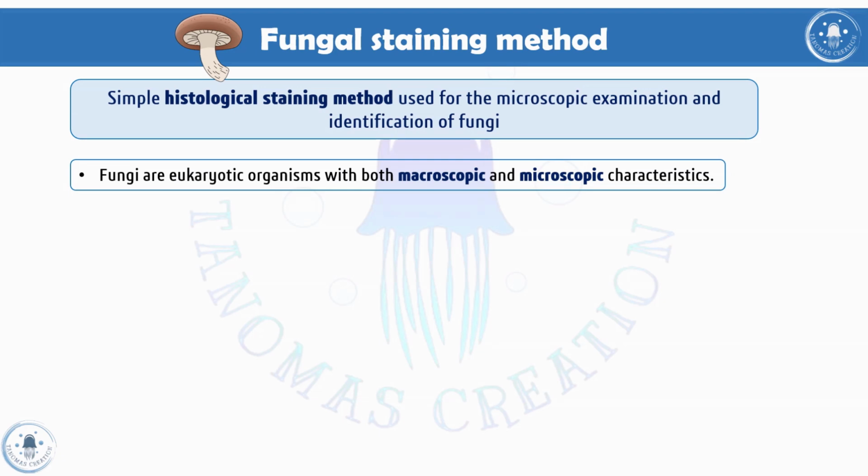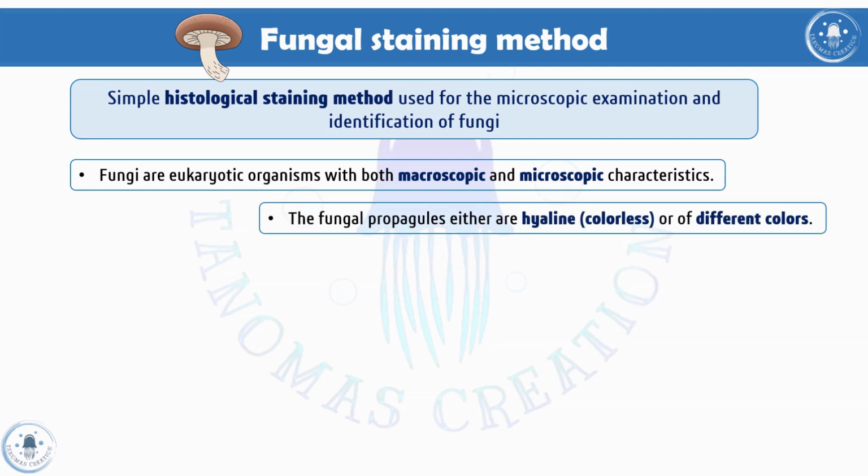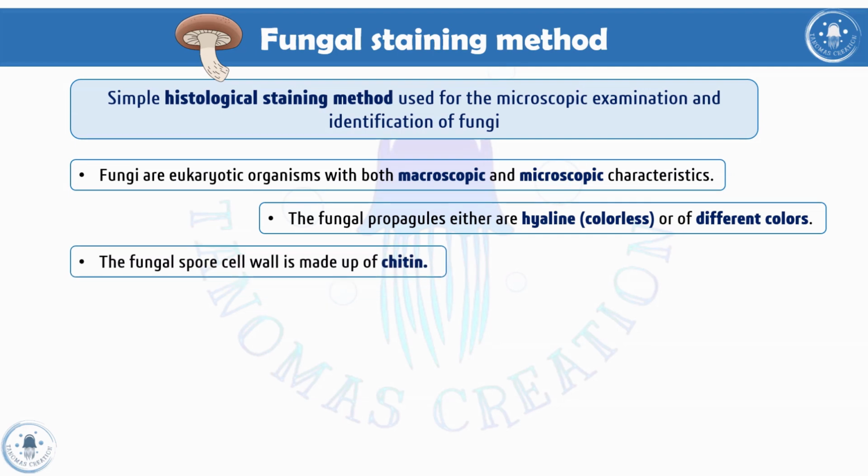Now, as we know, fungi are eukaryotic organisms, and they have both microscopic and macroscopic characters. Macroscopic means like a mushroom, which is large and can be grown outside. The microscopic forms can be grown on a plate and you need a microscope to observe them. So fungi have both characteristics. Fungi have propagules, and these propagules are either hyaline, that is colorless, or they can occur in different colors.